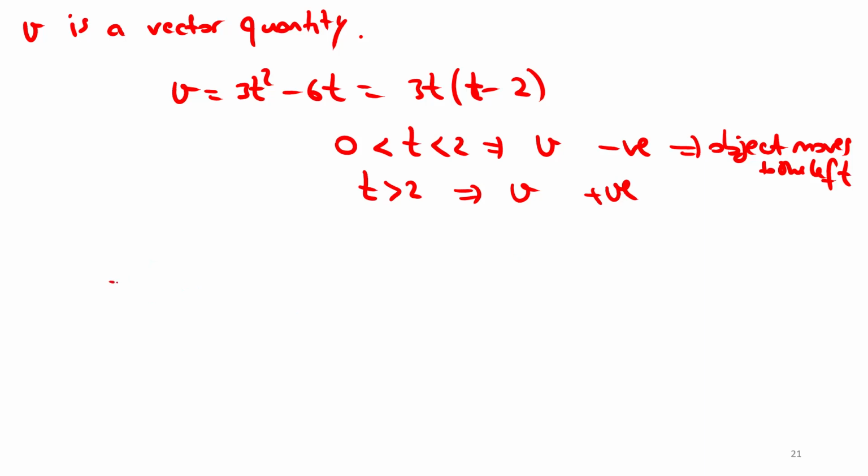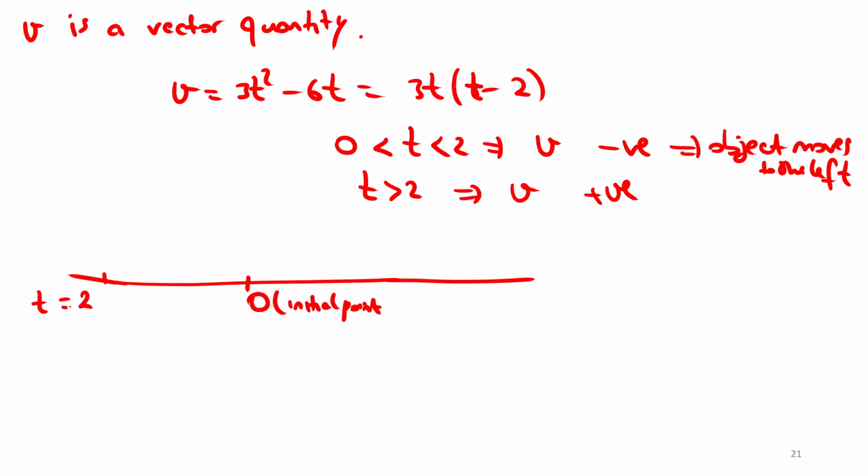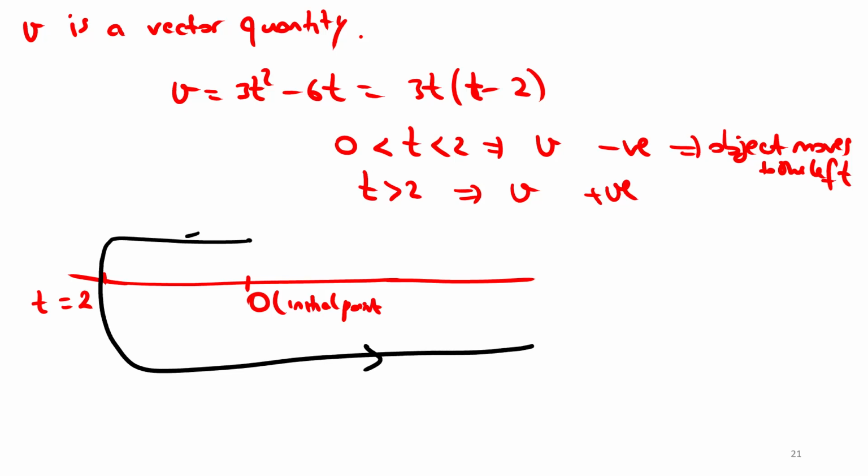But if I want to show it in a chart, say that this is the point O, the initial point, and then this is the 2 at time 2. So the object starts here, moves here, and then here. As you can notice, when the time is less than 2, the object travels to the left, and then as the time grows more than 2, the object moves to the right.